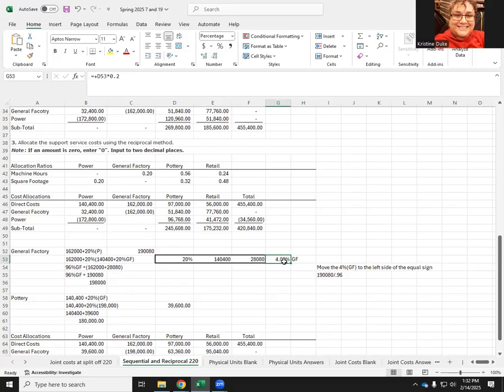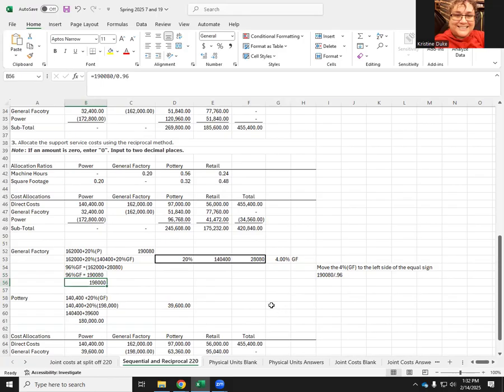Let's get rid of this 4% because it's 4% of GF. So take this 4%, move it over to the other side of the equal sign. So now we've got 100% minus 4% is 96%. Then what we're left with is the 162 plus 28,080. Okay, there we go. Then I take this 190,080 and divide it by 96%, which gives me my final answer of 198.